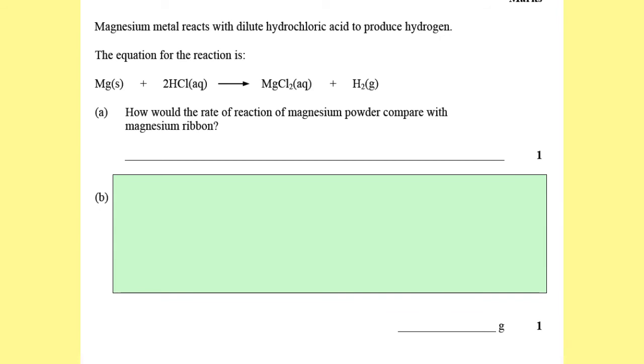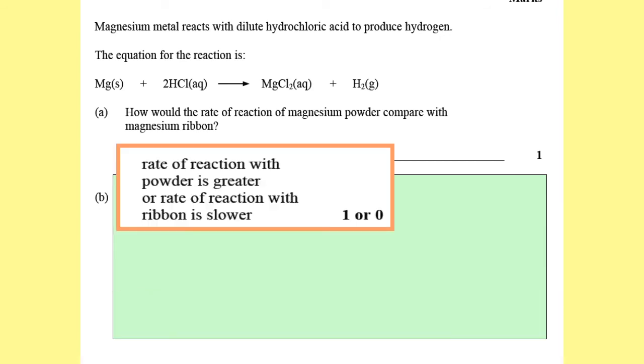And the answer to that one is that the rate of reaction would be faster or greater if you used a powder and slower if you used the ribbon. So definitely what you want to say is that the rate with the powder is faster than the rate with the ribbon.